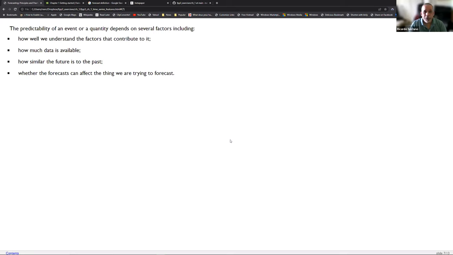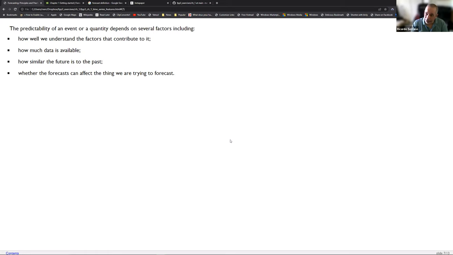We're good? Okay, so the summary of this section, in terms of forecast feasibility, of what can be forecasted, can be summed up in these 4 points. The predictability of an event or a quantity depends on several factors, which include how well you understand the factors that contribute to it. In other words, how expert you are in the factors inciting that event. Do you have all the necessary data, all the necessary experience or intuition that goes with it? That points to domain knowledge, right?